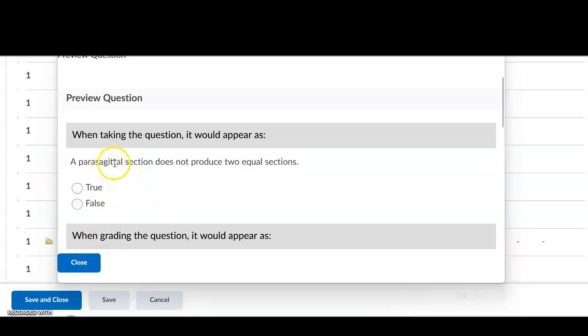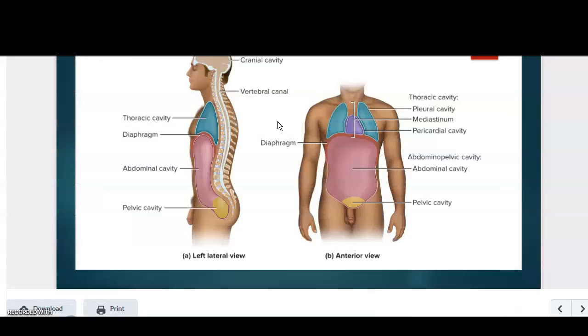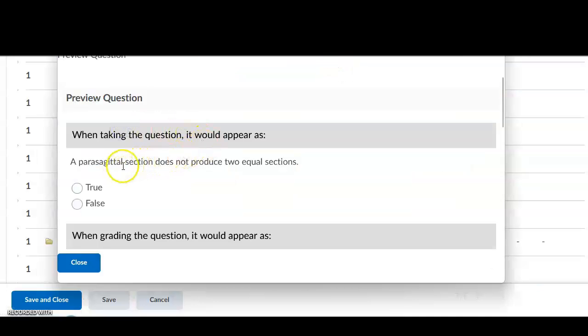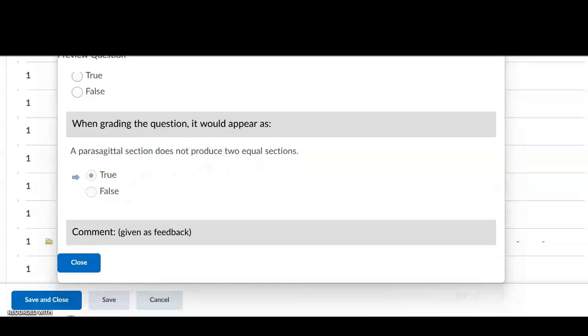Okay, next question. A parasagittal section does not produce equal sections. Now, a mid-sagittal produces 2 equal sections, right? So it's going to cut the body in half, and it's going to give you the right side and the left side 50-50. Let's take a look at the figure. Mid-sagittal will cut the body in left and right 50-50. A parasagittal will cut the body also in left and right, but it's not going to be 50-50. It's maybe 25 and 75%. Going back to the question, the parasagittal section does not produce 2 equal sections, and that would be true. And that's what we have right here.